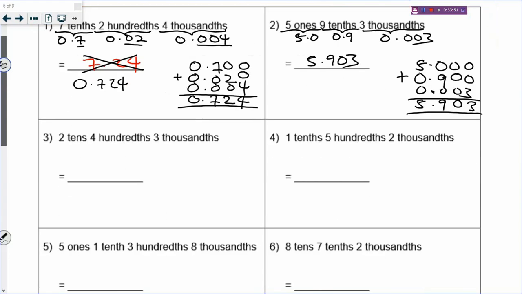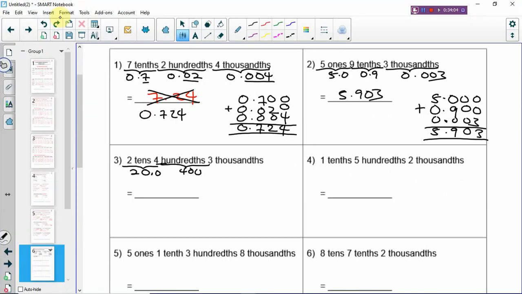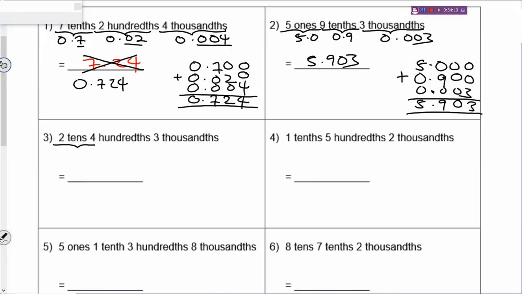Okay, another example quickly. 2 tens, change it into a numeral. That is your whole number. Let me write it down again. 2 tens is 2 times 10, 20. Change it into a decimal. That will be 20.0. And then your 400, that's when you see a TH.